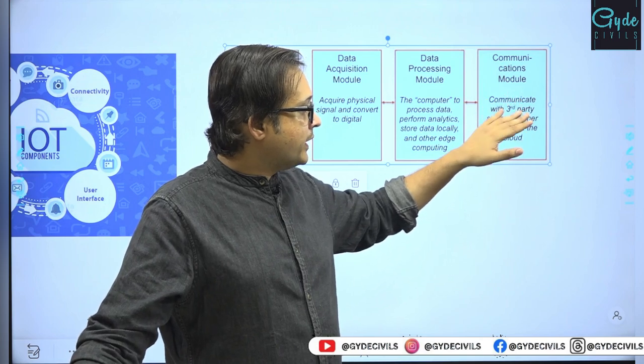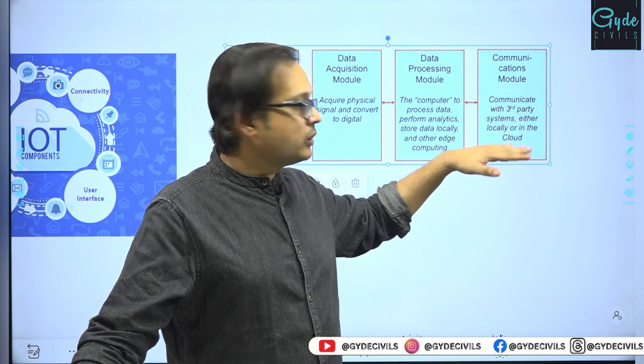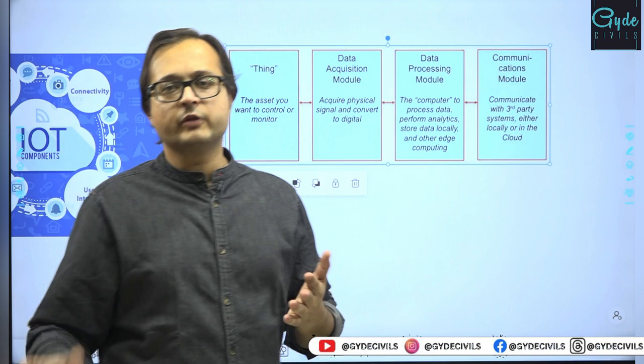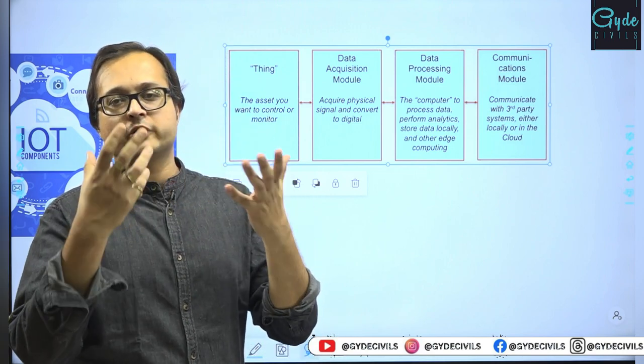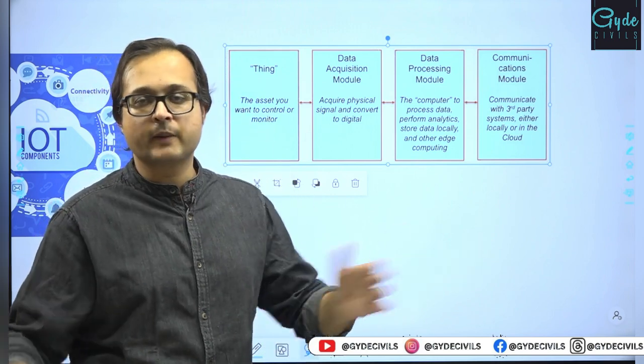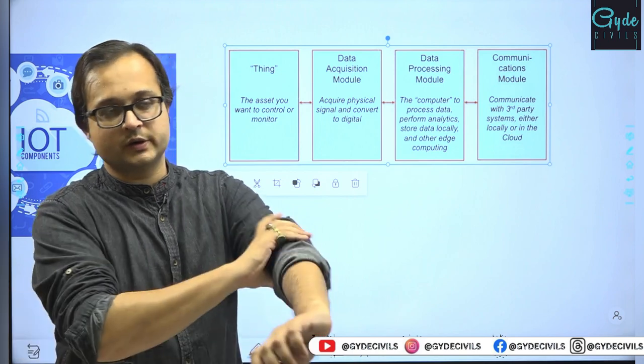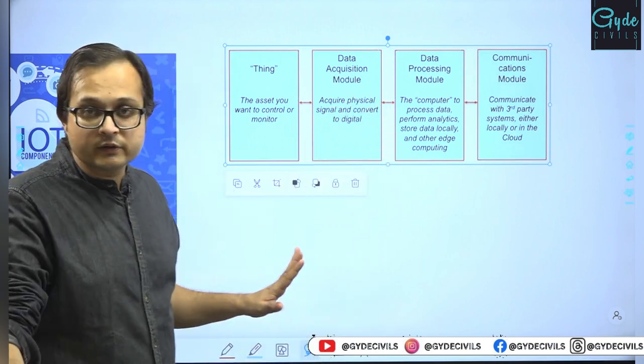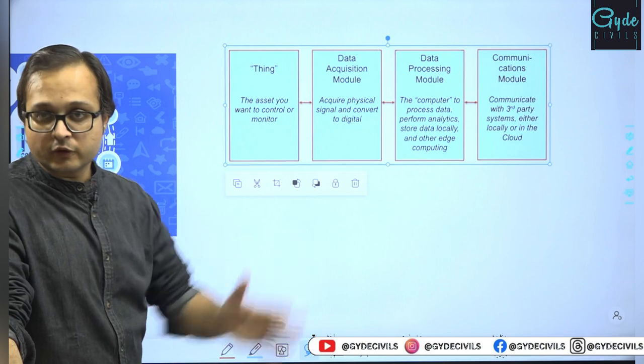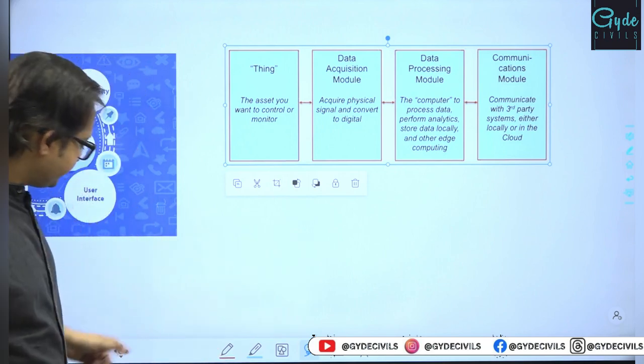Communication module, where we communicate with third-party systems either locally or on the cloud itself. These are all where the data is taken up to the cloud, processed, analyzed, or communicated with other local machines. These are all the basic components of Internet of Things, right?